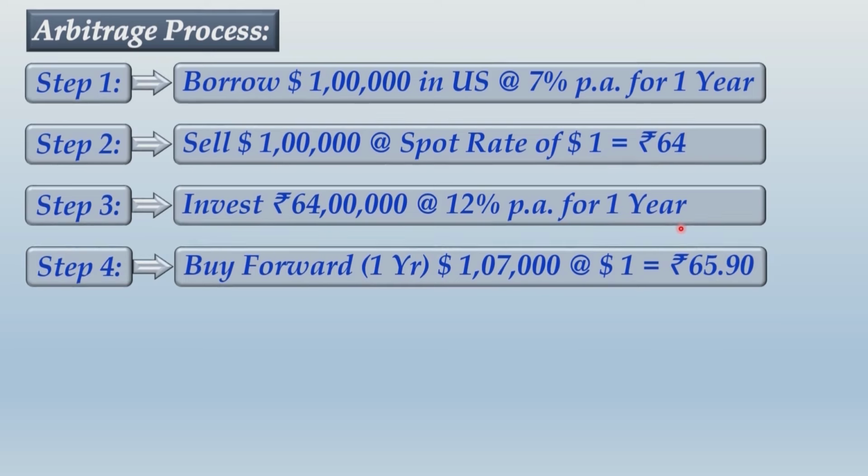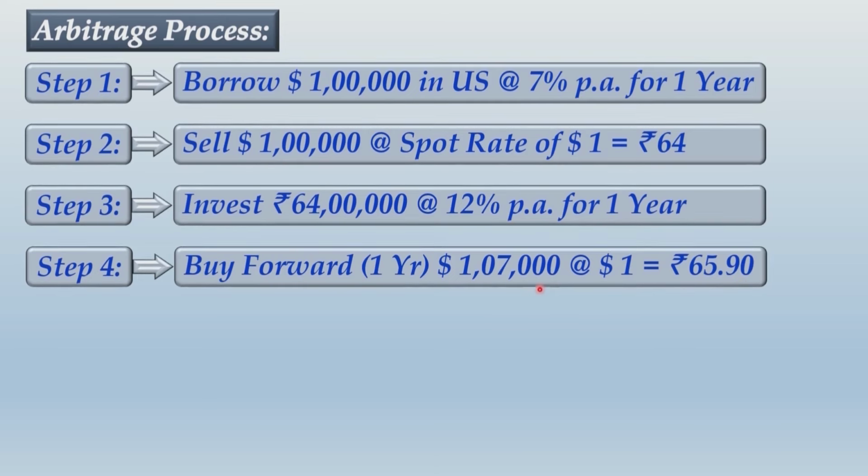Now you have agreed to borrow $1 lakh at 7% for 1 year. So after 1 year, you have to pay back $1 lakh 7,000. To secure that, you enter into a forward contract to buy dollars. So we write in short, buy forward $1,07,000 for a 1 year period. That means after 1 year you have agreed to buy $1,07,000 at the contracted forward rate of rupees 65.90 per dollar.